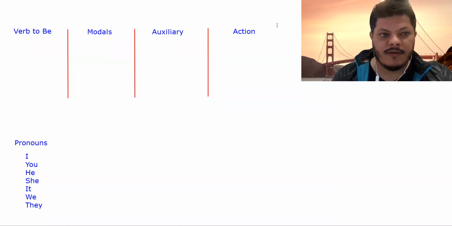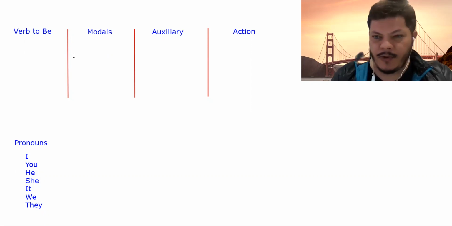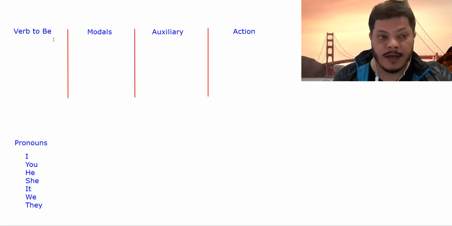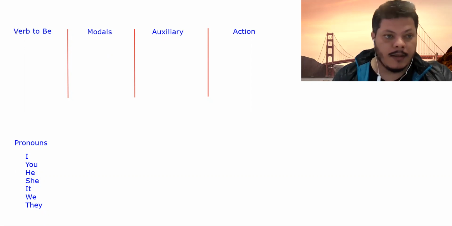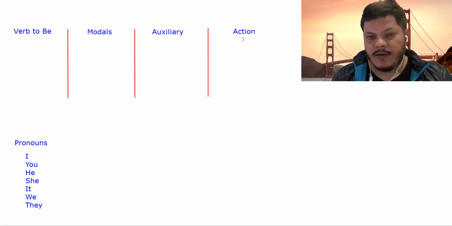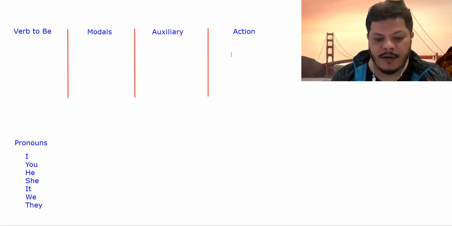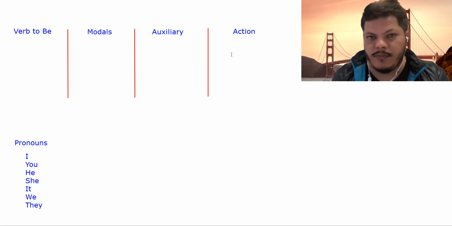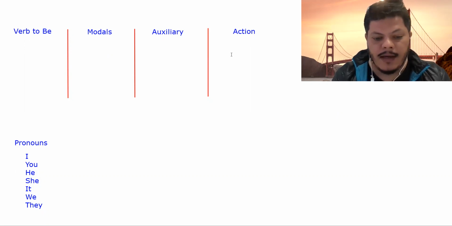In this class, we are going to talk about the different types of verbs. Here we have the verb to be, modals, auxiliary verbs, and action verbs. The idea here is to clarify how these different types of verbs work in English and how we can construct sentences using all of these different types of verbs.